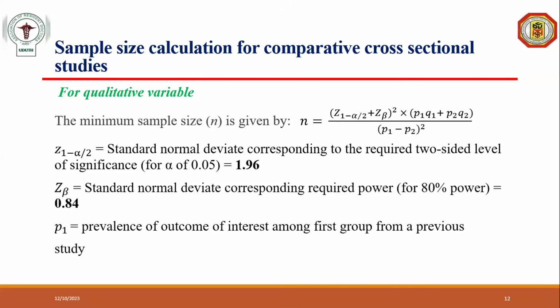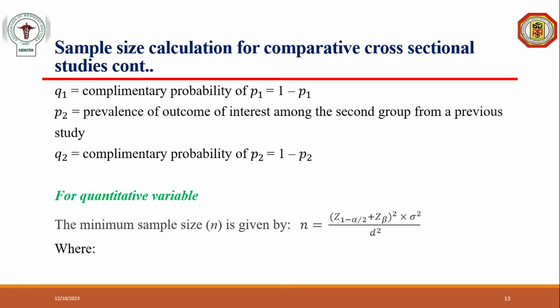So now if we want to compare the prevalence of hypertension between urban and rural population, our P1 will be prevalence of hypertension among rural population in previous study. Then P2, the prevalence of hypertension among urban population in previous study. So you see P1 is for your group 1. P2 is for your group 2, all in previous study.